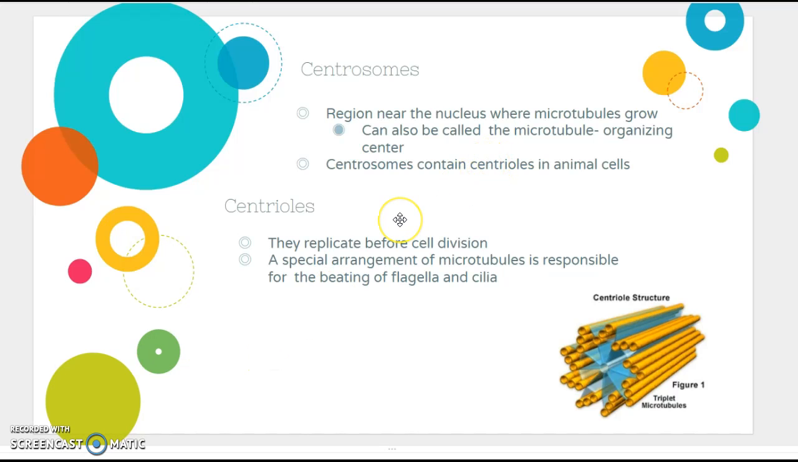Now we have centrosomes and centrioles. So they're very similar. Centrosomes are located near the nucleus, and this is where microtubules grow. They can also be referred to as the microtubule organizing center. And in animal cells, centrosomes contain centrioles. Centrioles replicate before cell division, and they have a special arrangement responsible for the beating movement of flagella and cilia. So this over here is a picture of a centriole structure.